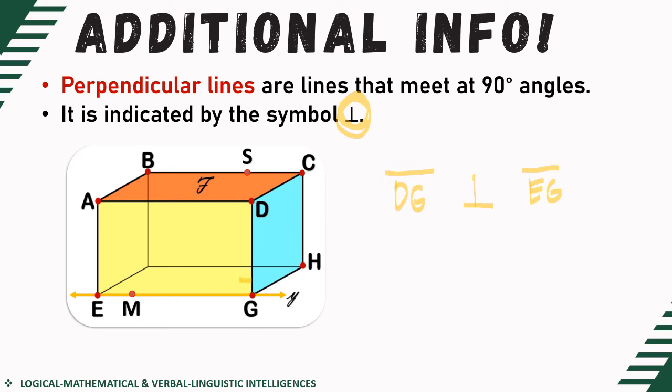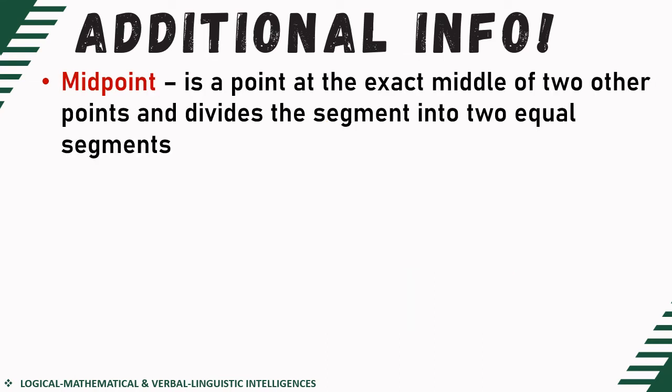As you can see here, it forms a 90-degree angle. One more example. Let's say we have line segment AE is perpendicular with line segment EG. That's it. That's how we use the symbol of perpendicularity for perpendicular lines.